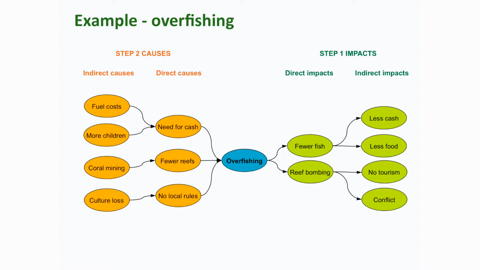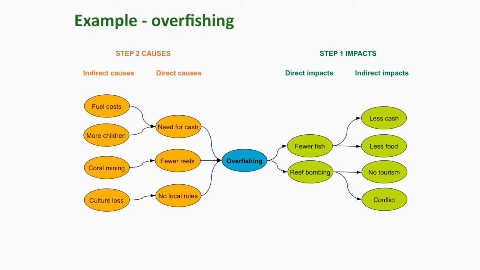The direct impacts are that because of the overfishing, there are fewer fish in the area, and the community is using reef bombing, that's explosives on the reef, and that's causing damage to the reef. The result of fewer fish is less cash and less food for people, both because there's less cash, but also, some of these you can see the indirect impact. You could actually even have an arrow going here because it's less cash, less food, but it's also less food because there's less fish.